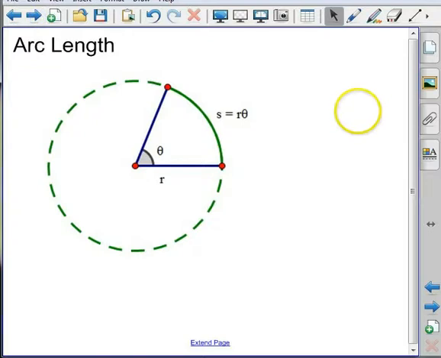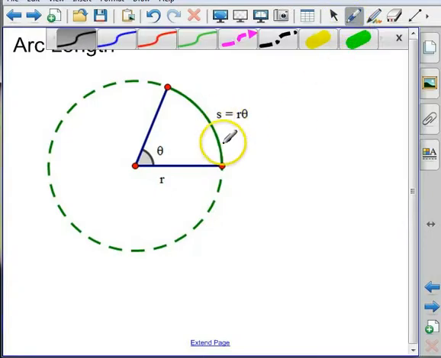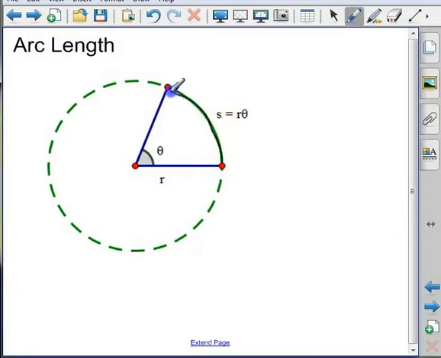Okay, arc length. Arc length is really easy to work with as long as we are working with radians. The arc length, the distance that it takes to travel from this point down here to this point up here, is equal to the radius times the central angle. But theta must be in radians for this to work. If you're in degrees, you've got to convert by multiplying by pi over 180.